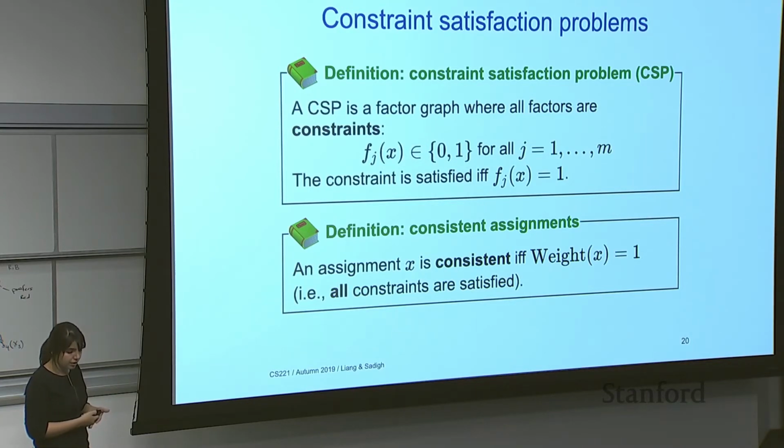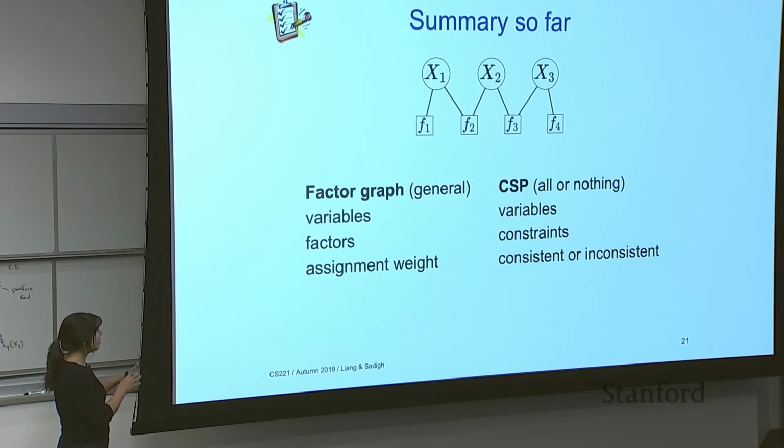Okay? All right, so the summary so far is we have just gone over a bunch of definitions. Factor graph is the more general case. Constraint satisfaction problems are more of an all or nothing kind of situation. So you have hard constraints. Everything is a hard constraint. For example, if you think of map coloring, you can think of that as a constraint satisfaction problem, because everything is a hard constraint, right? You don't want any two neighboring countries to have the same color. So you're either going to give 1 if that constraint is satisfied, or you're going to give 0 if it's not satisfied. You still have variables. Factors are called constraints. If the assignment weight is equal to 1, we have a consistent assignment. Otherwise, we have an inconsistent assignment.